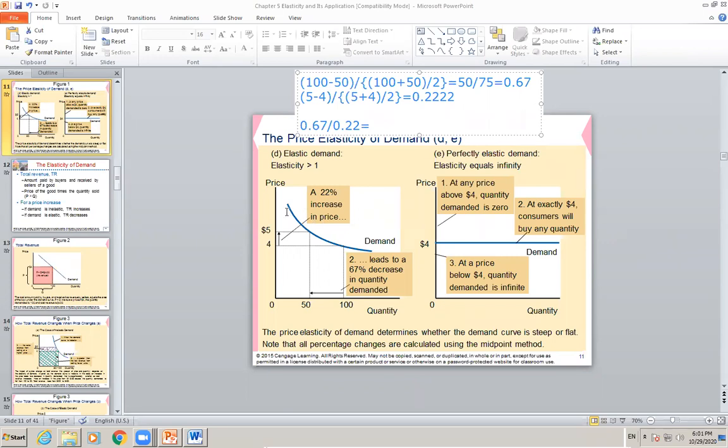And from the diagram, we can understand it's elastic because a small change in the price will bring you a huge change in the quantity. So if you divide 0.67 by 0.22, it's about 3, okay? It's highly elastic. It's not perfect, but it's still elastic. Okay.